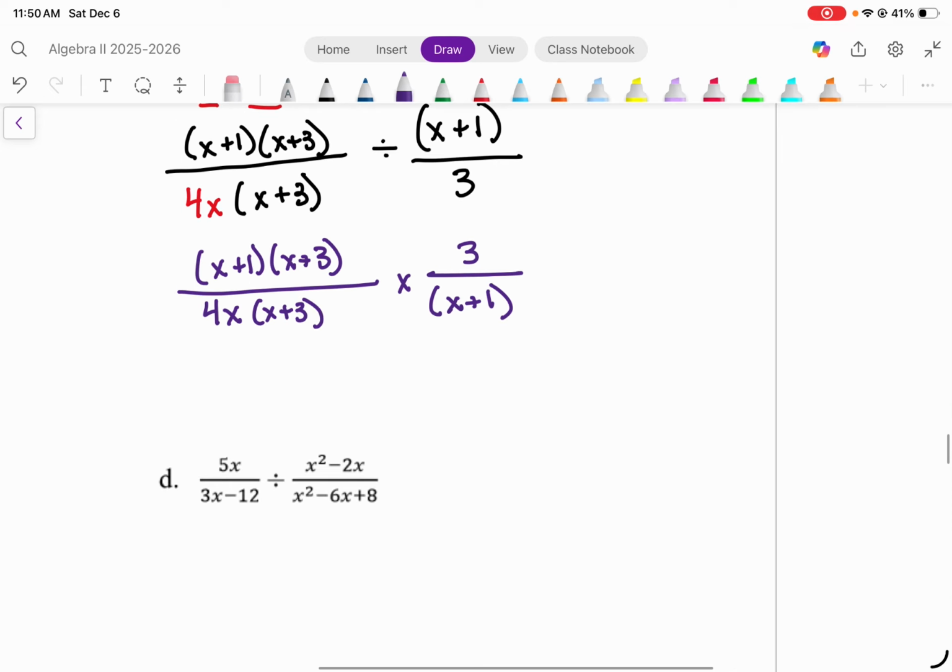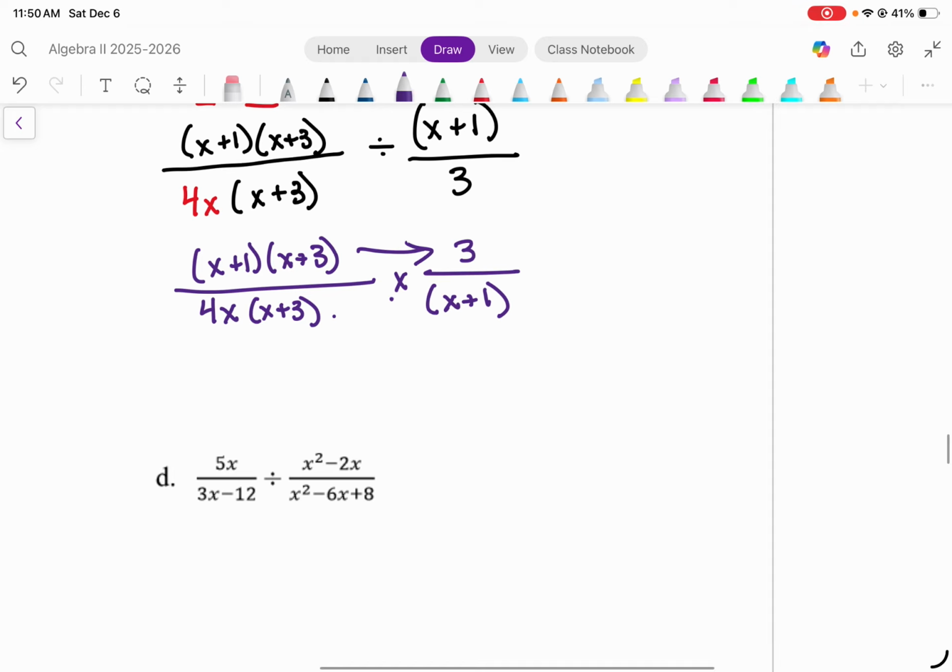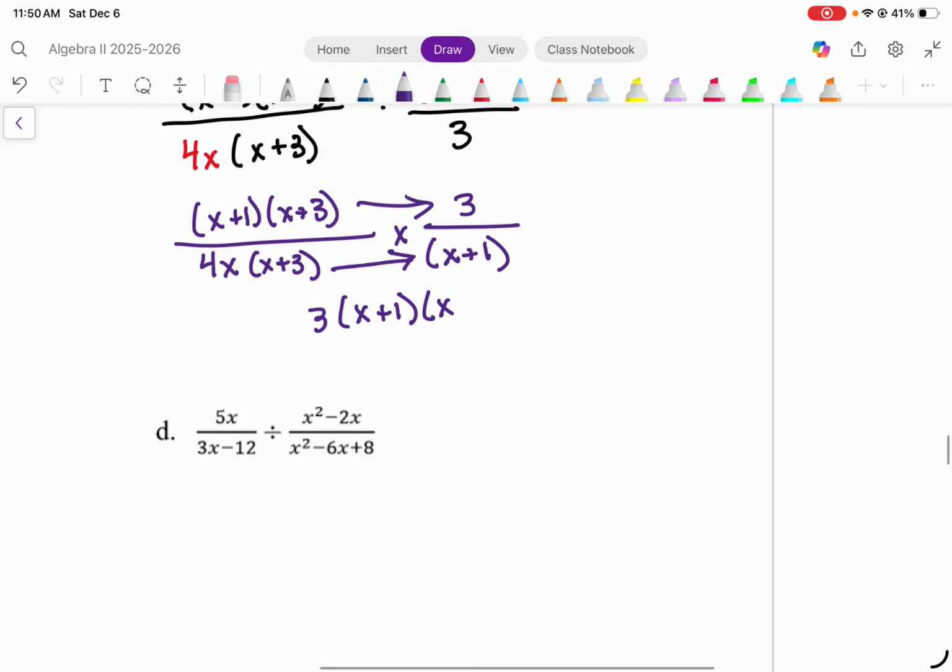Then I multiply these together. So I'm going to multiply straight across now, and that will have 3 times x plus 1 on the top and an x plus 3, all over 4x times x plus 3 times an x plus 1.